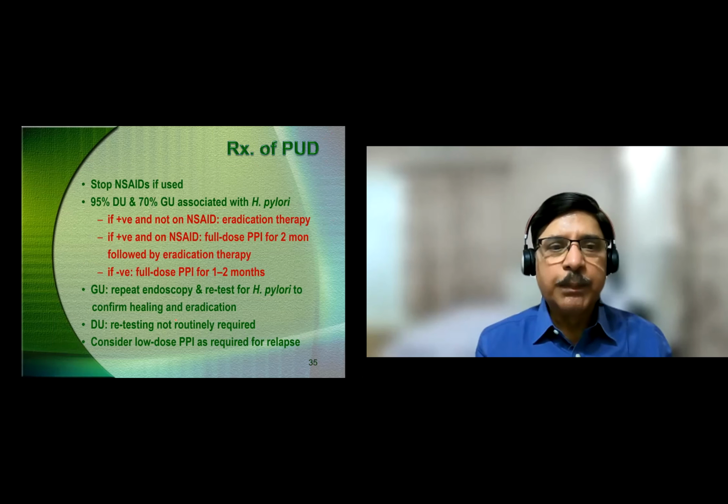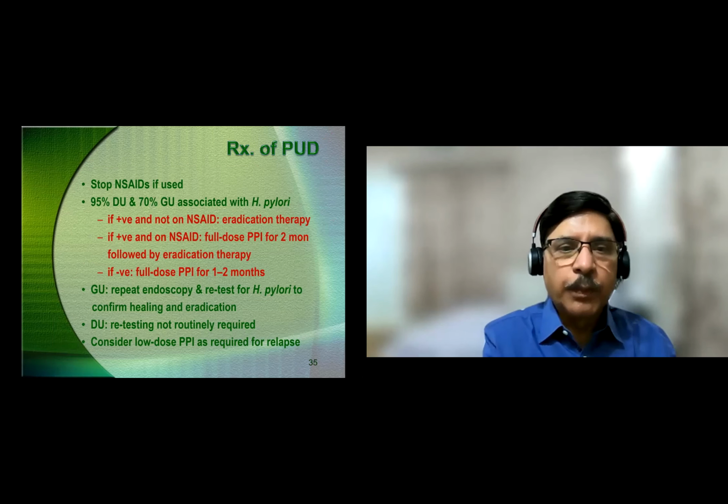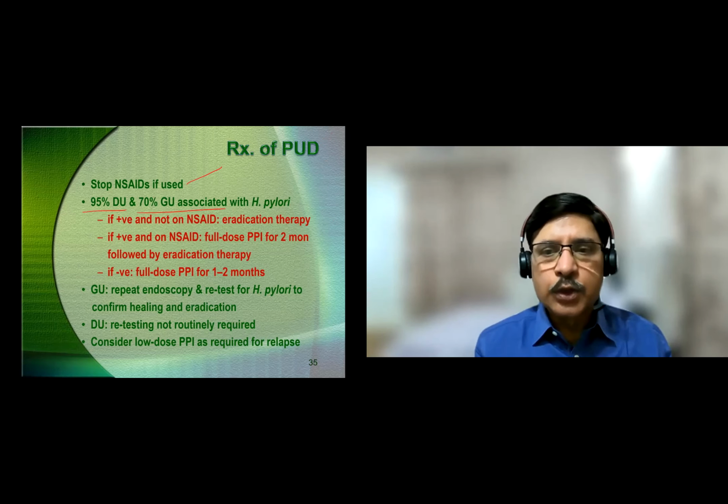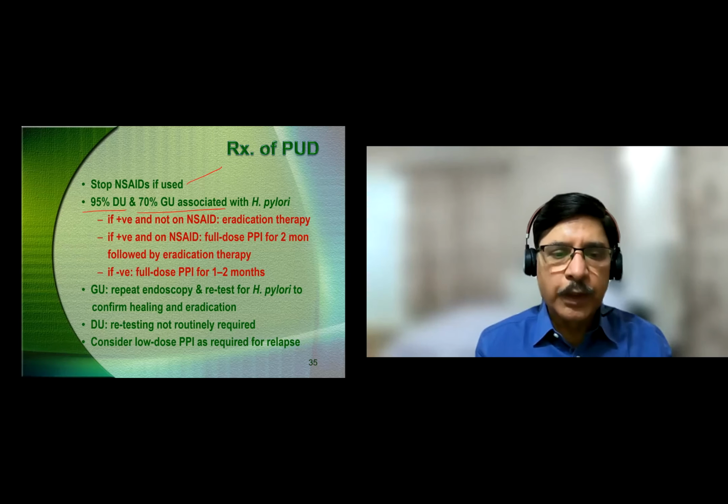Now, treatment of PUD: stop NSAIDs. 95% of duodenal ulcers and 70% of gastric ulcers are associated with H. pylori. Treat the H. pylori, stop the NSAID. For gastric ulcer, repeat endoscopy and retest for H. pylori. Retesting for duodenal ulcer is usually not required. Consider low dose PPI as required for relapse.